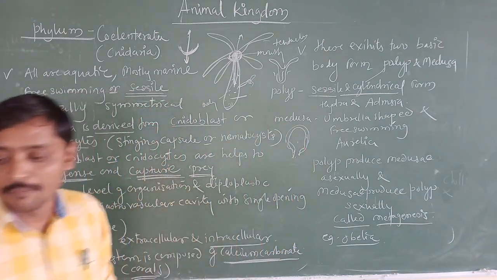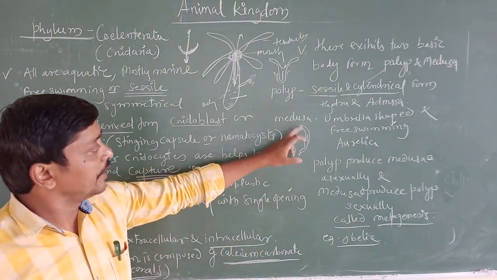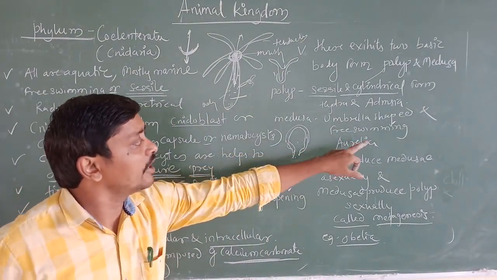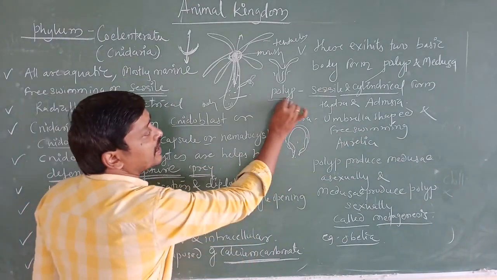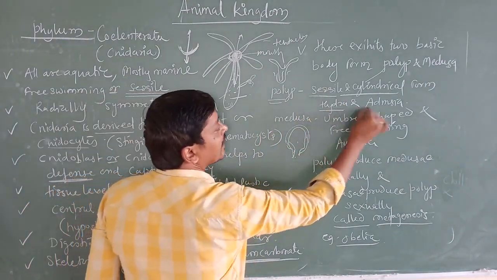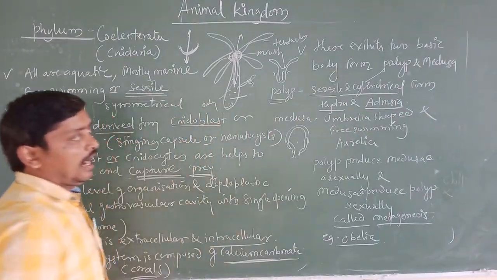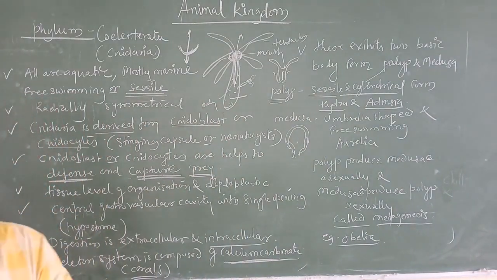Medusa is umbrella shaped, as given in your book, umbrella shaped and free swimming. Polyp comes under Hydra and Adamsia. These are the two examples in which we are going to find the polyp.